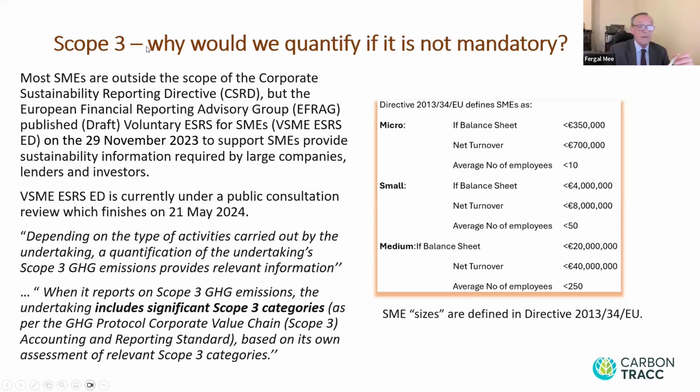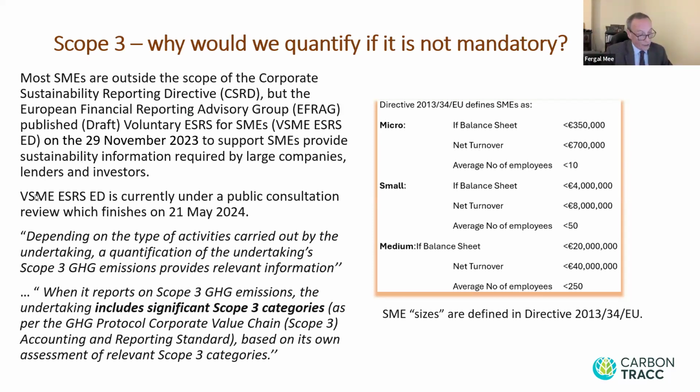For some of us, Scope 3 reporting is not mandatory. It's not a requirement. Why should we bother if it's not mandatory? Most small and medium enterprises are outside the scope of the corporate sustainability reporting, but the European Financial Reporting Advisory Group, EFRAG, published a draft voluntary standard for SMEs in November of last year to help them provide sustainability information, which may be required by large customers. We have many smaller companies, especially in Ireland, servicing TNCs, and the TNCs, the transnational corporations, will ask sustainability-related questions, specifically on climate change mitigation. It's under a public consultation at the moment, which finishes the latter end of this month.